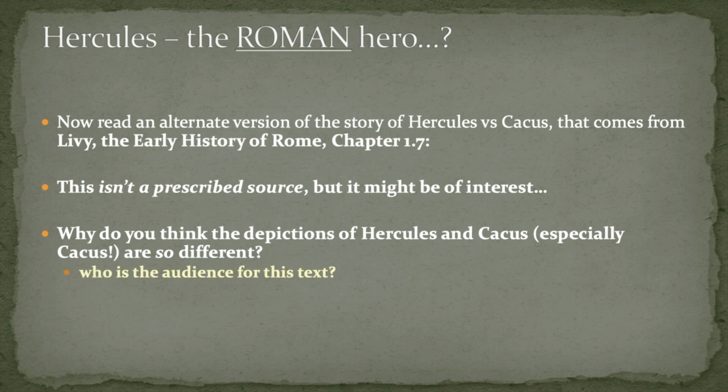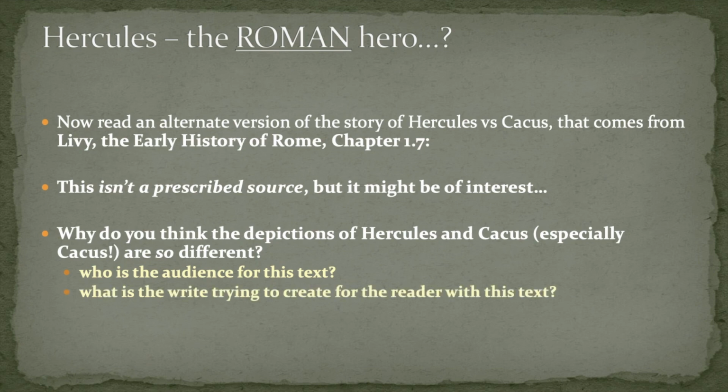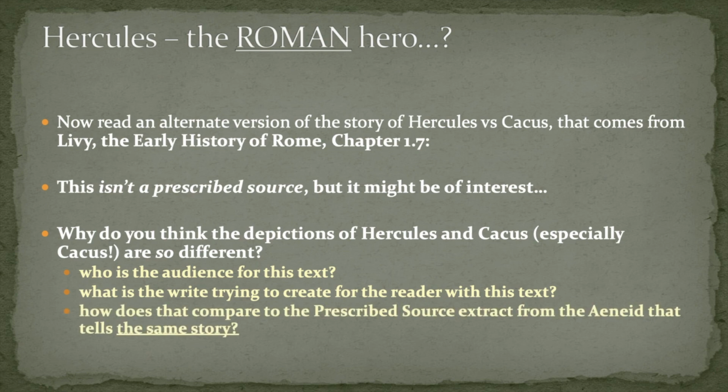We can consider, who is the audience for this text? What is the writer trying to create for the reader with this text? How does that compare to the prescribed source extract from Aeneid that tells the same story but different? So we can think, well, for a start, Livy is a historian. He is trying to write down a history.